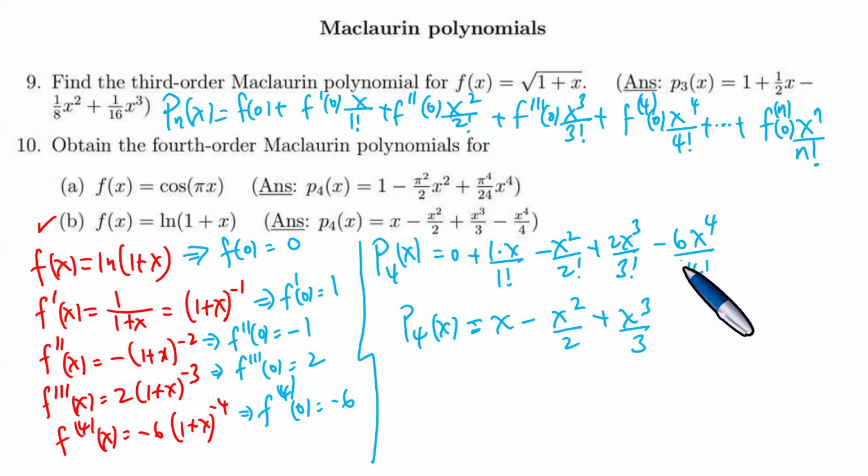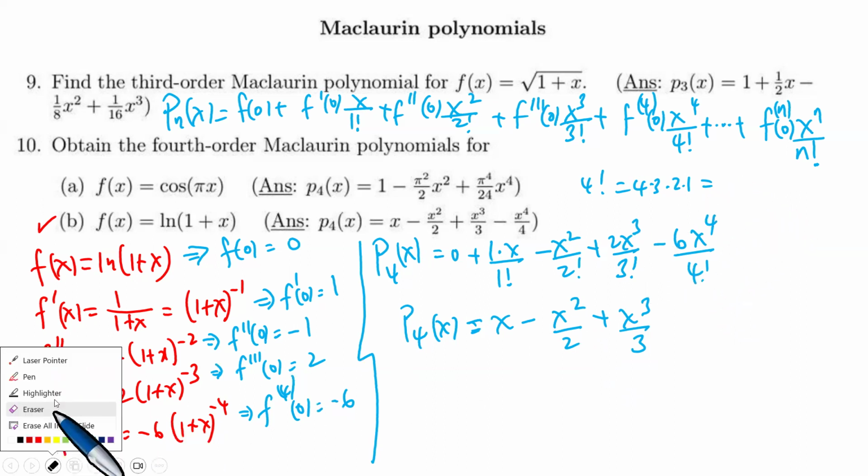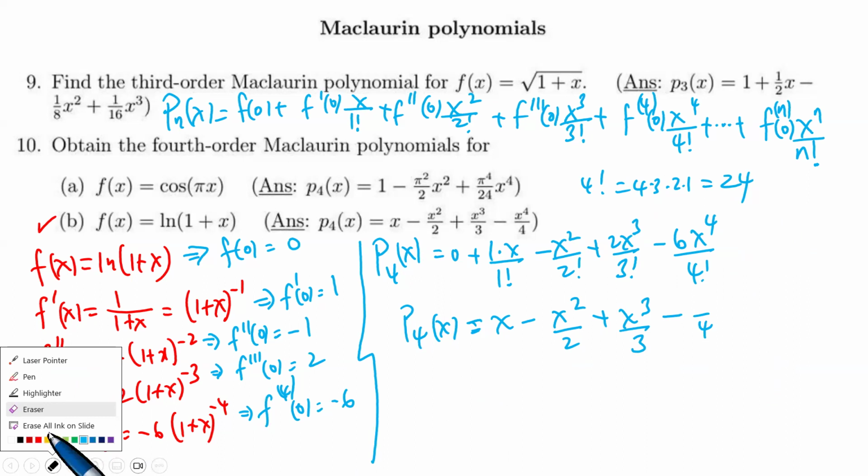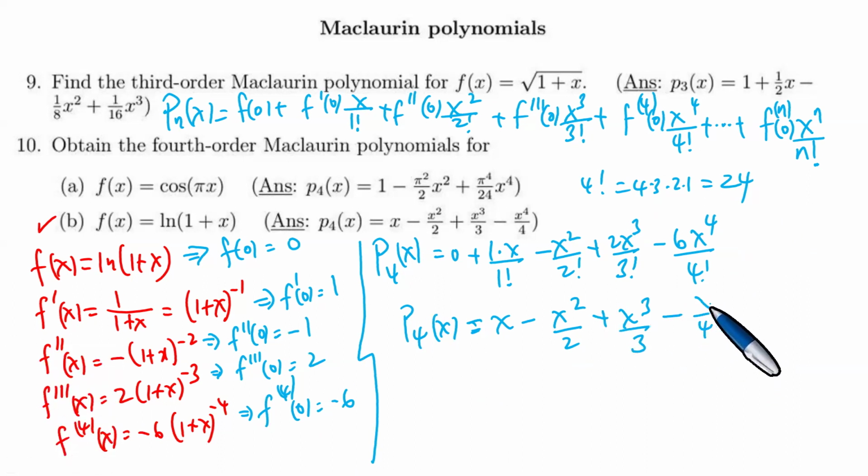4 factorial is 4 times 3 times 2 times 1, which is 24. Because 4 times 3 is 12, 12 times 2 is 24. 6 goes into 24 four times, which is actually x to the fourth power over 4. And this is the Maclaurin series.